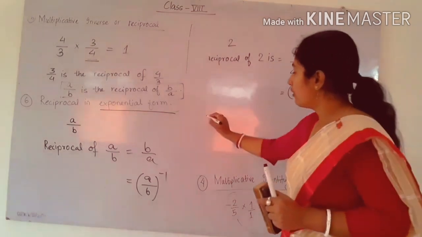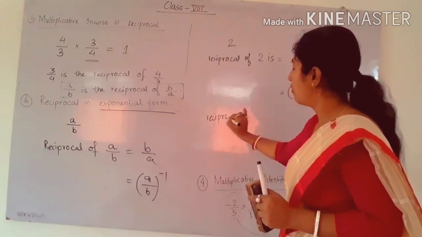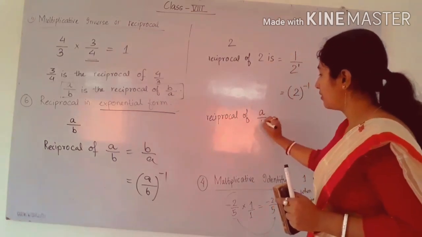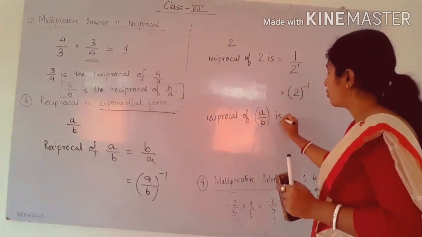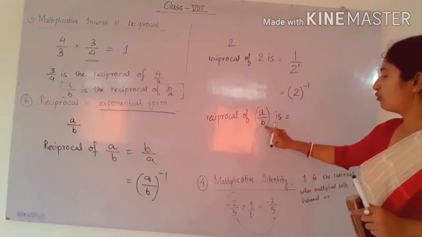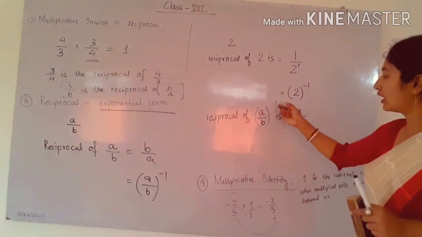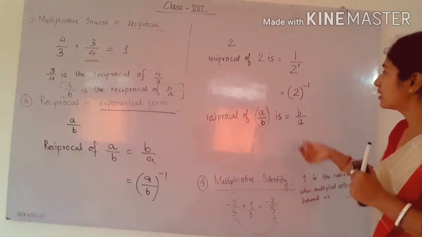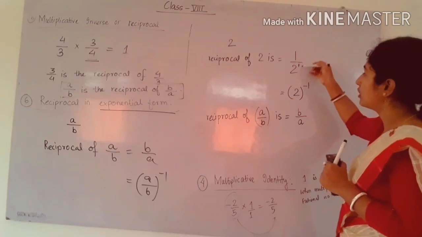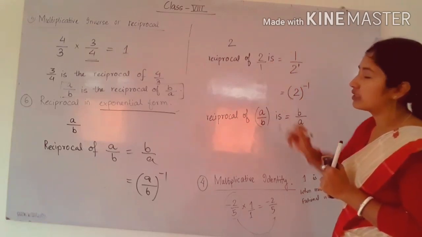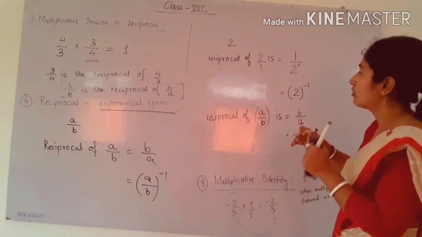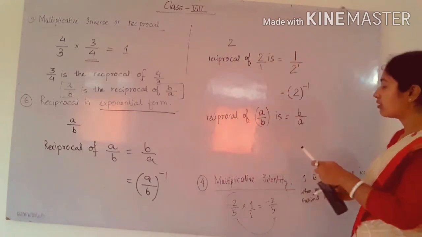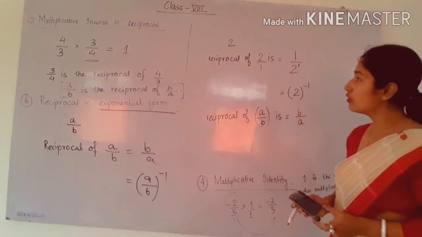So here, if I am writing the reciprocal, in place of 2 I am writing what? A by B. B will go to the numerator, and A will come to the denominator. The positions will change. Similarly, the reciprocal of 2 is 1 by 2 to the power 1. Why? Because here 1 is present in the denominator, so you are interchanging the numerator and denominator. So here also I am interchanging the numerator and denominator.